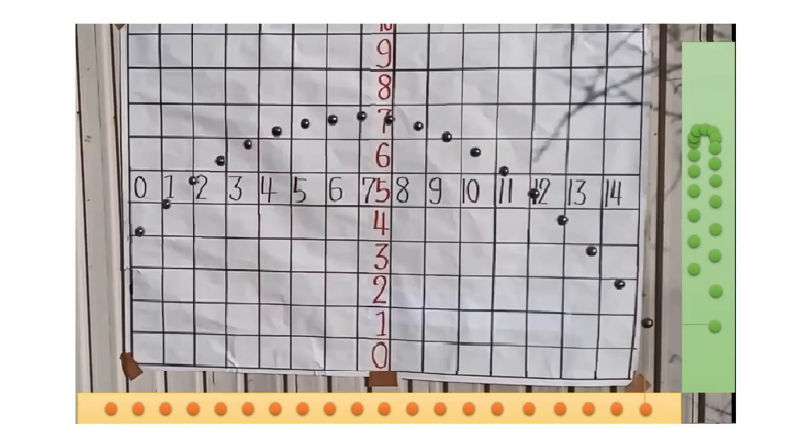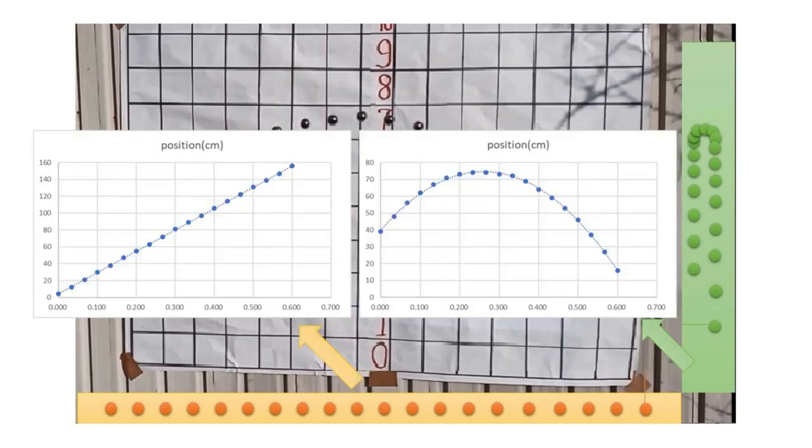Let's check the difference of the two movements with graph. The position changes in direct proportion in the horizontal direction, and it changes in the vertical direction with a quadratic curve.